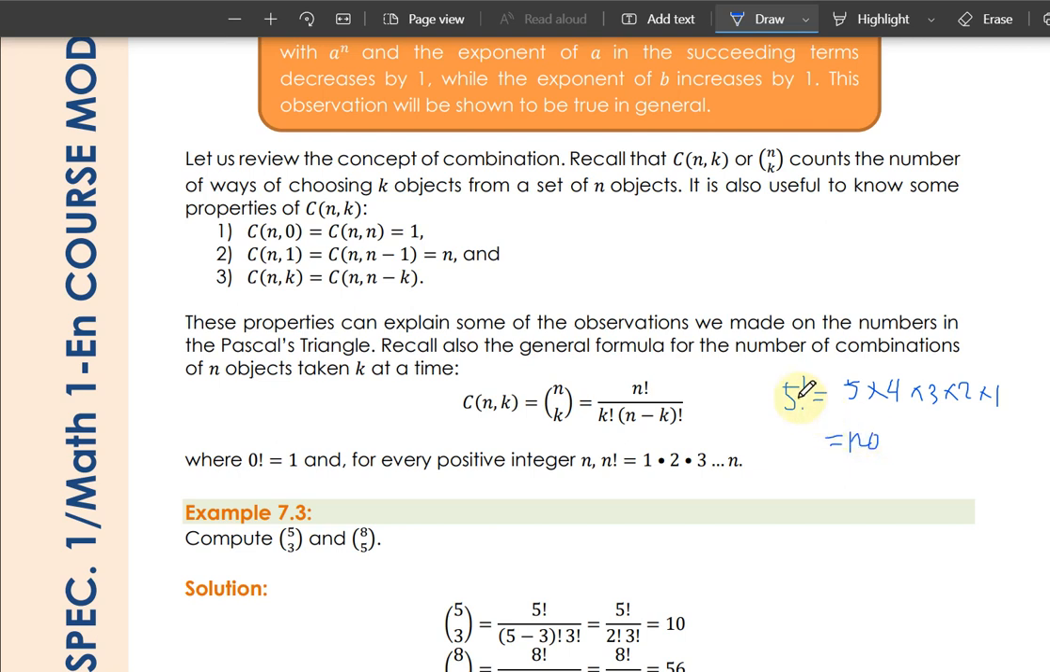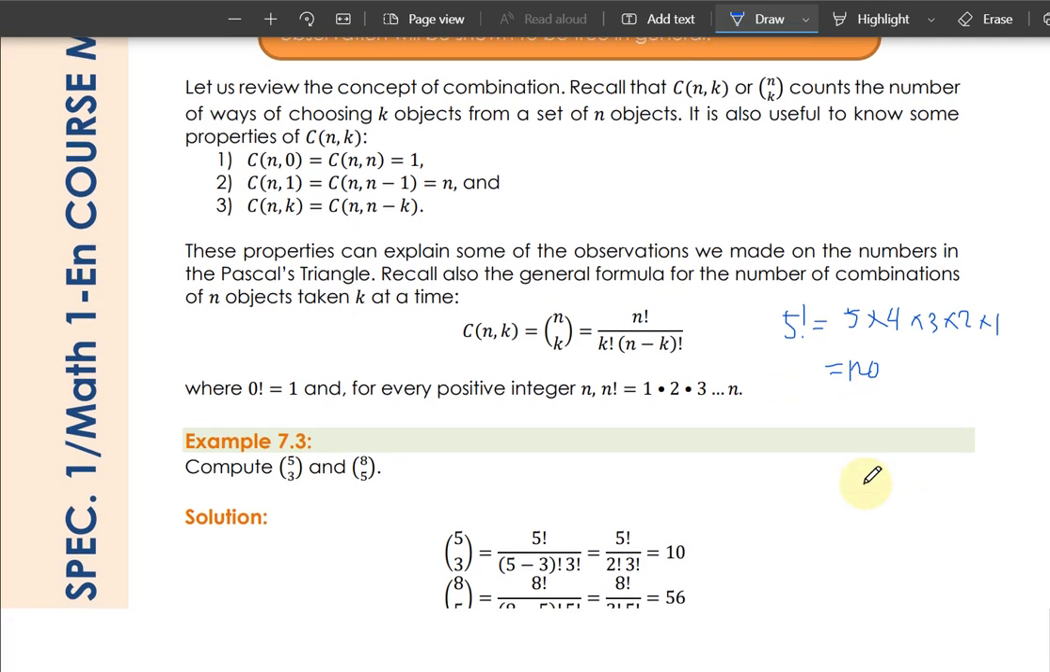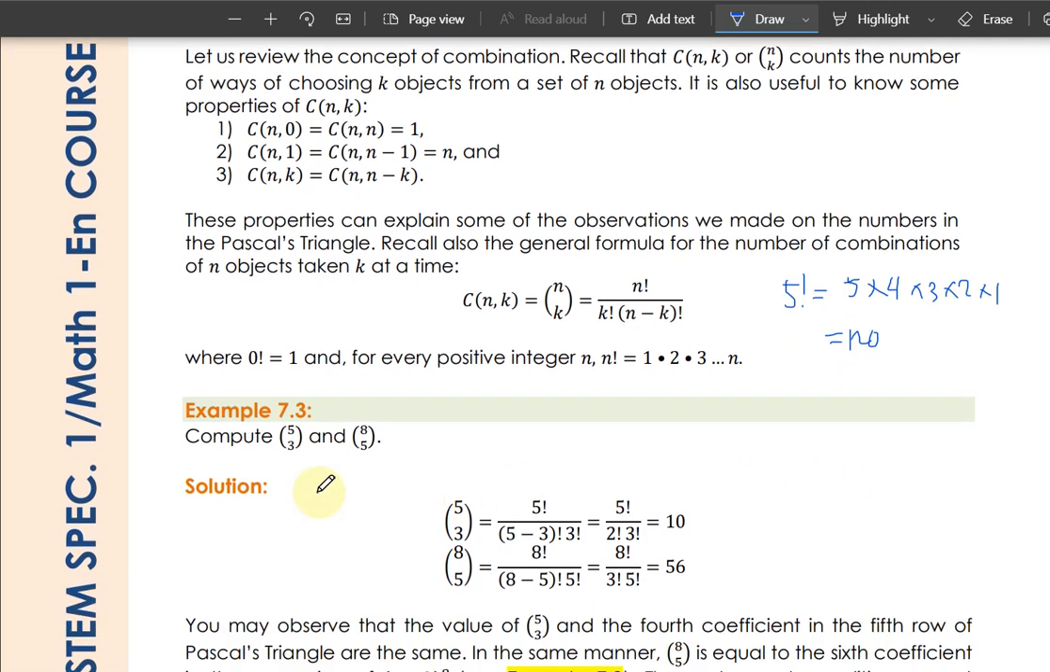Okay? Kaya nga na lang siya. So kung 3 factorial, that is 3 times 2 times 1. Okay? So for example, we have to compute 5 combination of 3 using this formula. We have 5 factorial over 5 minus 3 times 3 factorial times 3 factorial. So parehas na siya aning formula.